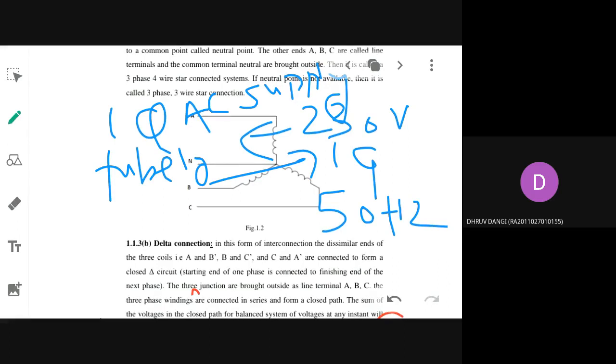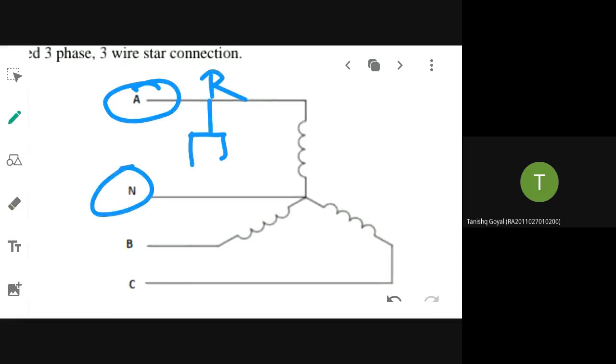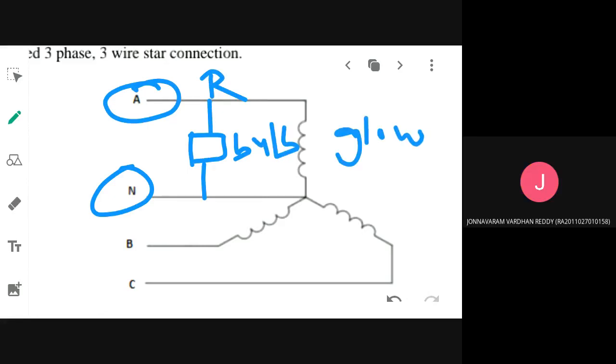Understood? Bulb also is what type of load? One phase. What is the specification for single phase? 230 volt, single phase. What is the frequency? 50 hertz. Suppose I want to connect a bulb or a tube light. This is my R phase, this is my neutral. Between which I can connect the tube light or bulb. It will glow.